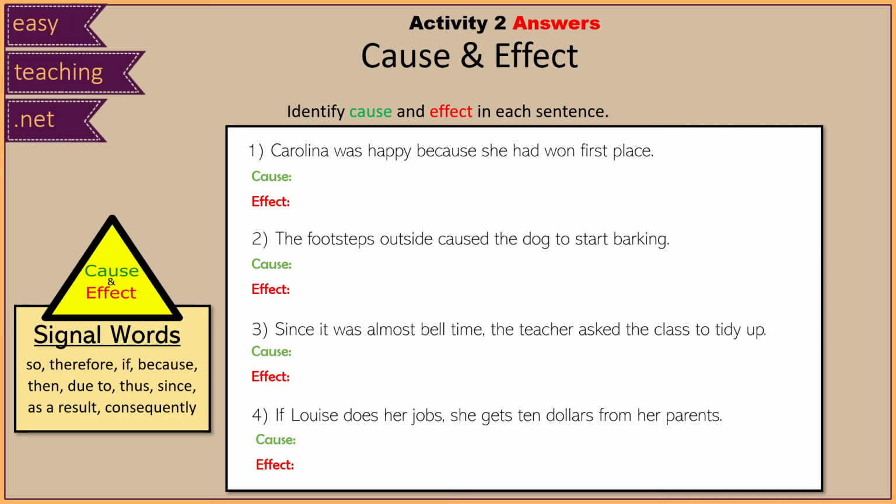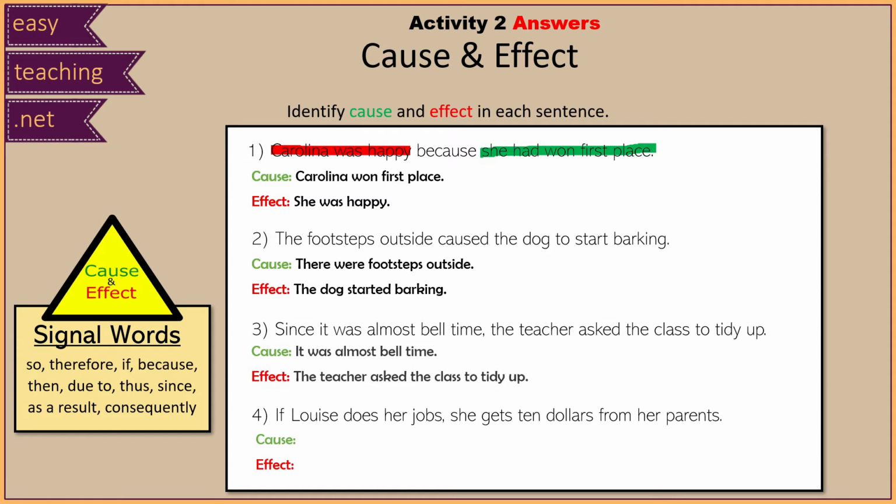Let's go through the answers. Now, we know that within a cause and effect relationship, the cause comes first and the effect comes last. But it doesn't always have to be written in that order. Take the first sentence, for example. Carolina was happy because she had won first place. Within the sentence, the effect has been written before the cause. Here are the rest of the answers. Pause while you check your work.